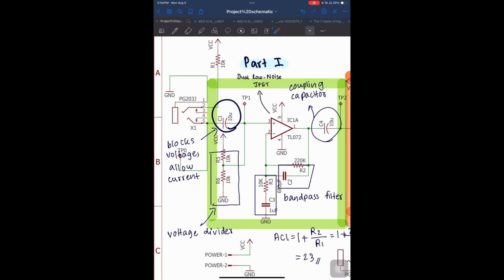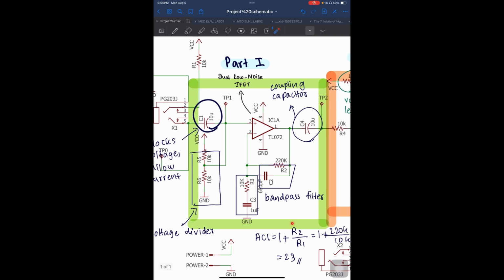The resistors R2 and R3 and capacitors C2, C3 form the bandpass filter. The bandpass gain is calculated as 23 using the formula ACL equals 1 plus RF divided by R1. Here we use R2 as RF, and then we get the value of 23. The coupling capacitor C4 connects the output from the first amplifier stage to stage 2, blocking DC offset but allowing AC signal to prevent DC offset amplification, which could reduce headroom and cause clipping.